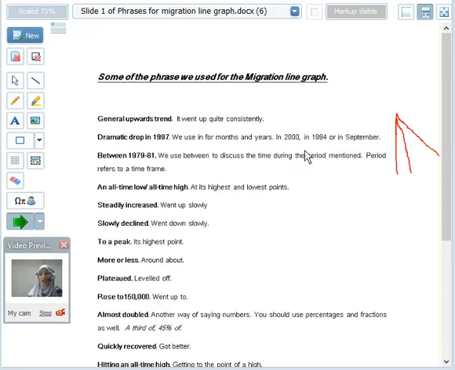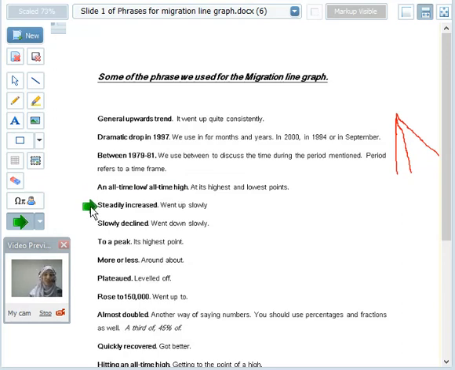So in 1994, or in September. Then I talked about an all-time low and an all-time high. Note the hyphen between all-time low and all-time high. So again, that's just saying at its highest and lowest points, an all-time low of, an all-time high of.